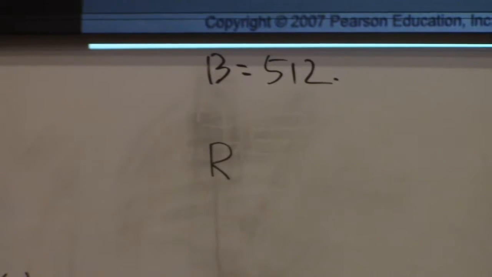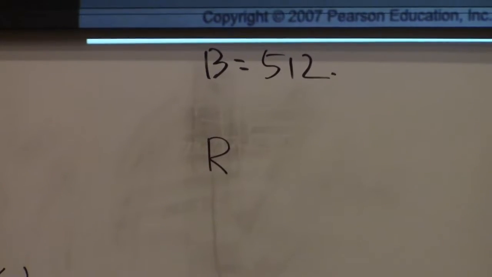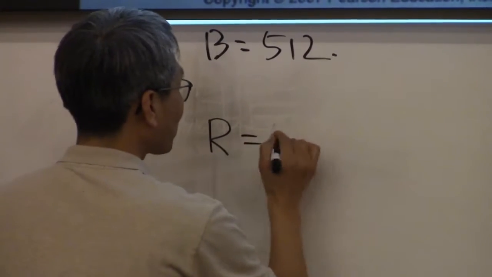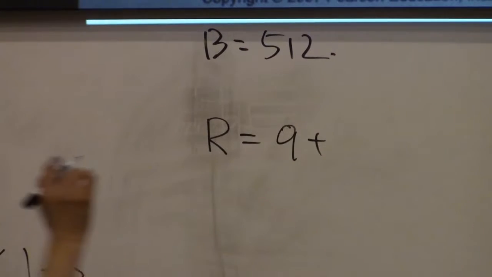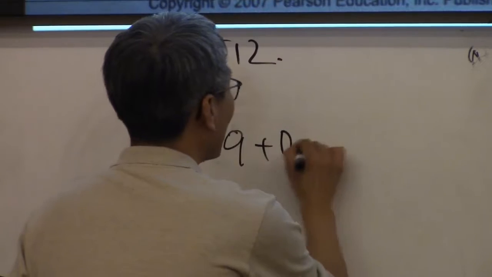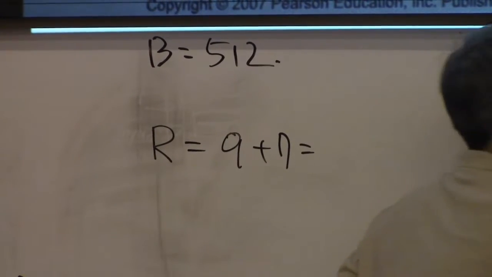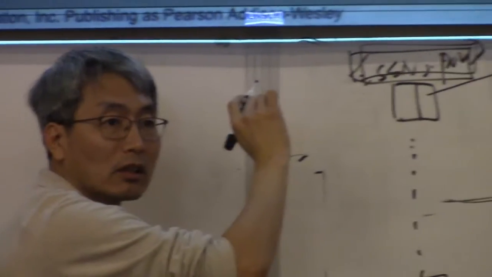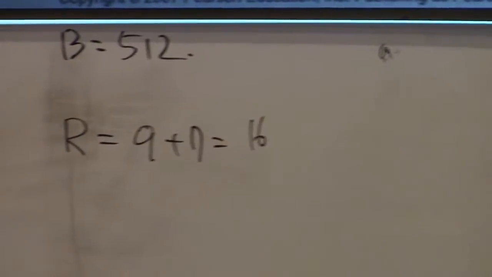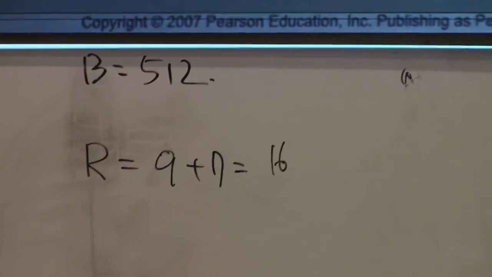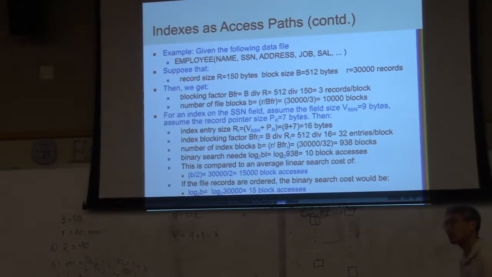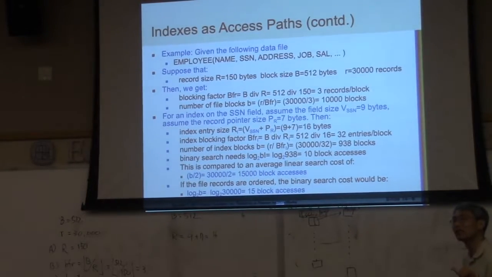So if you read the given information, SSN is 9 bytes, plus the pointer size PR is 7. So what is the size of the index key entry? 9 plus 7, so 16 bytes. So this is 16 bytes. You can see the social security number is 9 bytes. Social security number is actually 10 bytes, right?